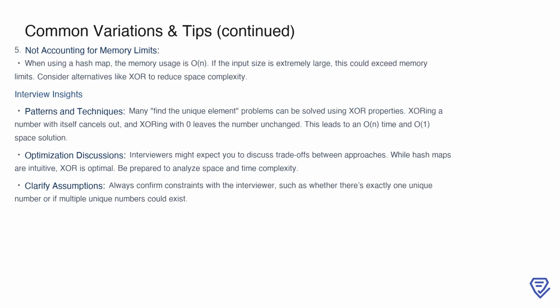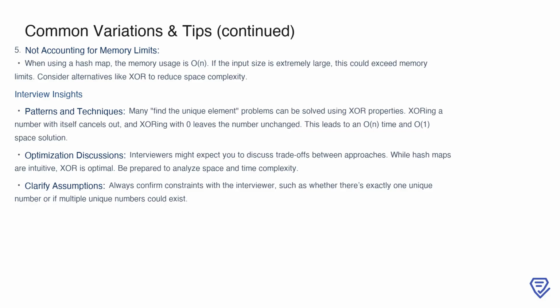Now, let's talk about memory considerations and interview expectations. When using a hash map, it's important to be mindful of memory limits. The space complexity of a hash map is O(n), so if the input size is extremely large, this approach could exceed memory constraints. In such cases, alternatives like the XOR approach are more efficient since they reduce space complexity to O(1).